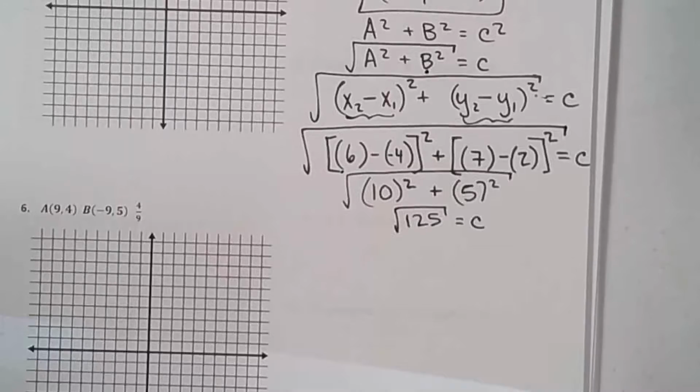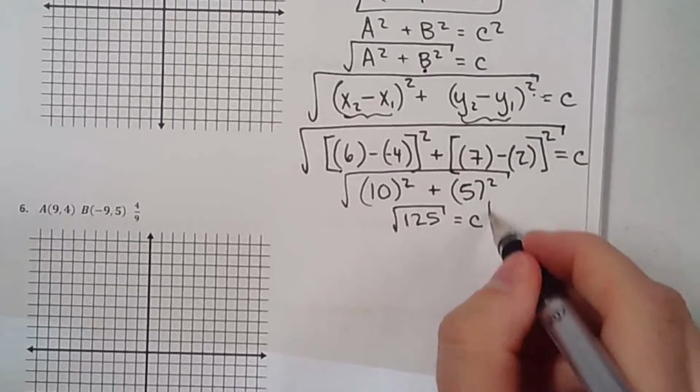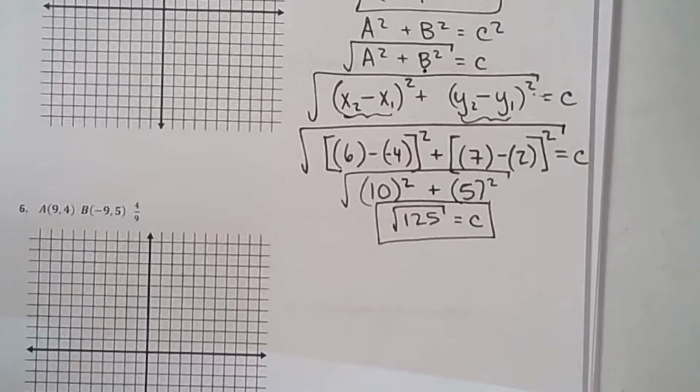Is 125 a perfect root? No. Think about it. 10 squared is 100, right? 11 squared is 121. 12 squared is 144. So we skipped 125, didn't we? So it must be an irrational root. So we just leave it like this. And even if it was, like if that was root 144 and you didn't know that it needed to be 12, that's fine.